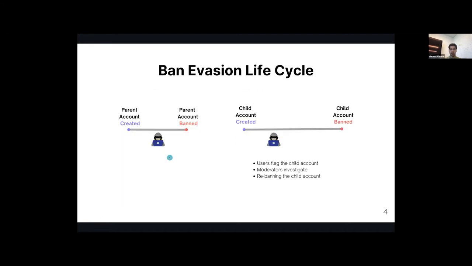Let's look at the current ban evasion life cycle. A parent account is created and engages in malicious behavior. Eventually, it is banned by the moderators. The users then go on to create a new account, a child account, that again engages in malicious behavior and is brought to the attention of moderators. Moderators carry out a rigorous investigation to establish an instance of evasion and then eventually ban the child account as well.